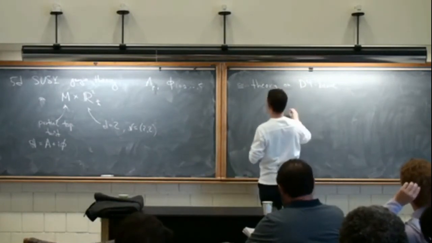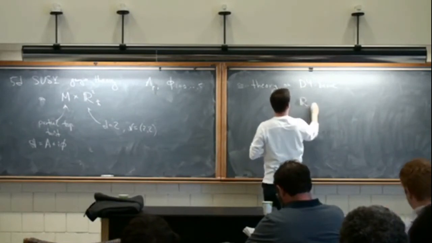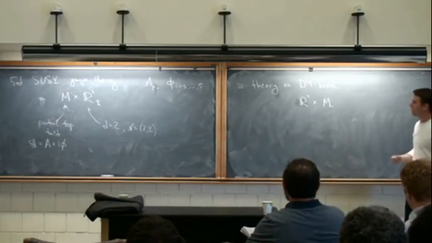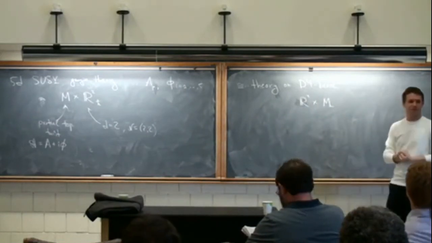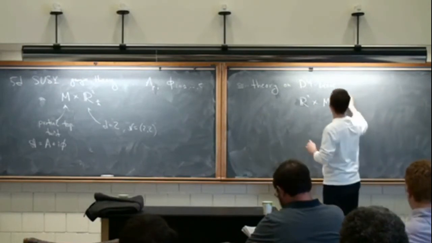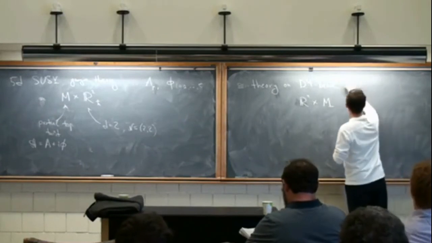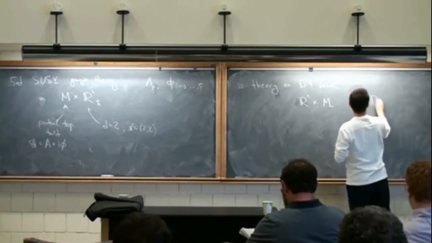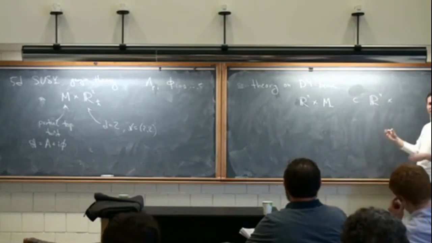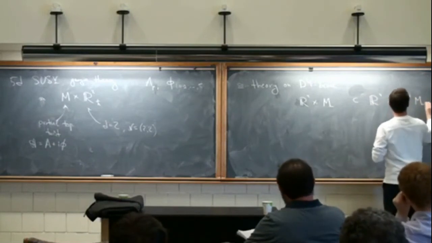So the world volume of the D4 brane is R2 cross M, and the D4 brane lives in type 2 string theory, so it's embedded in a 10-dimensional space-time. But in order to be supersymmetric, it has to sit inside R4 cross Calabi-Yau, and the Calabi-Yau locally in the vicinity of the D4 brane looks like T star of M.